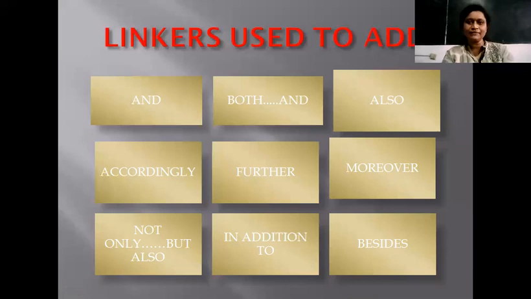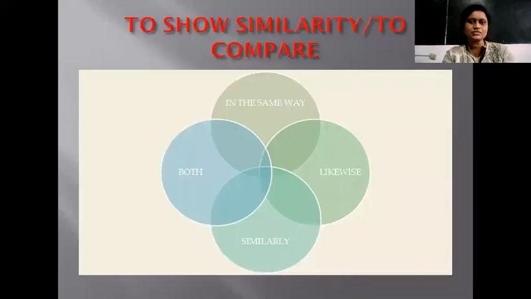Now let us move to the linkers which are used to show similarity or which are used to compare. So which are the words given here? In the same way, or both, likewise, similarly. Take for example, you can use: both Sachin and Dhoni are great players. Just like Sachin, Dhoni, in the same way. Sachin is a great player. In the same way, Dhoni is also a great player. Likewise, Sachin is a great player. Likewise, Dhoni is also a great player. Similarly. So these are the words which are used to compare or show the similarity between two things. So these are also linkers.